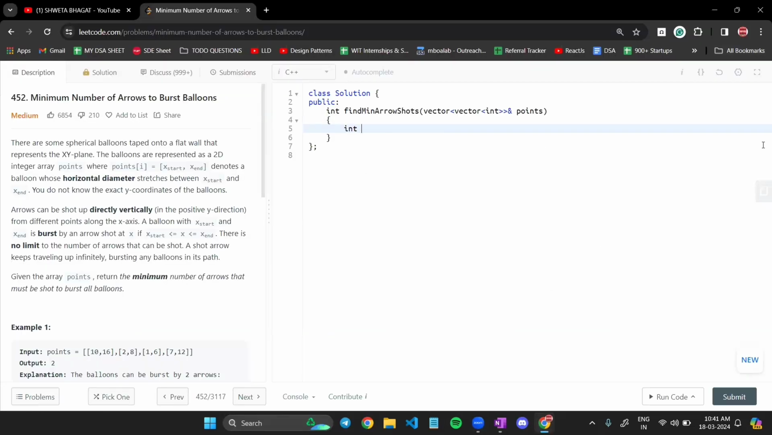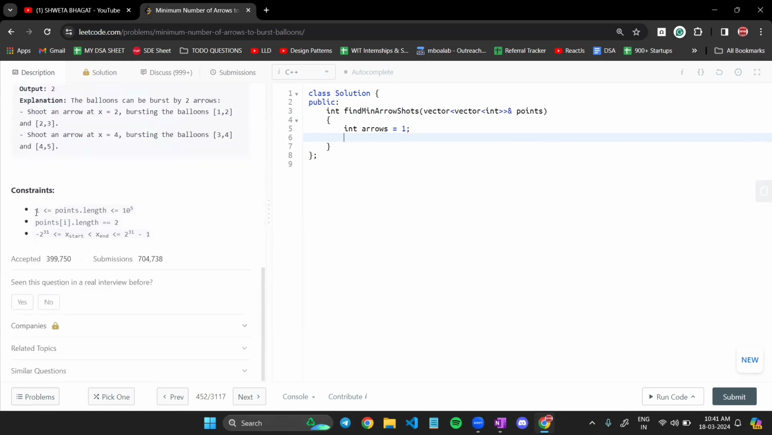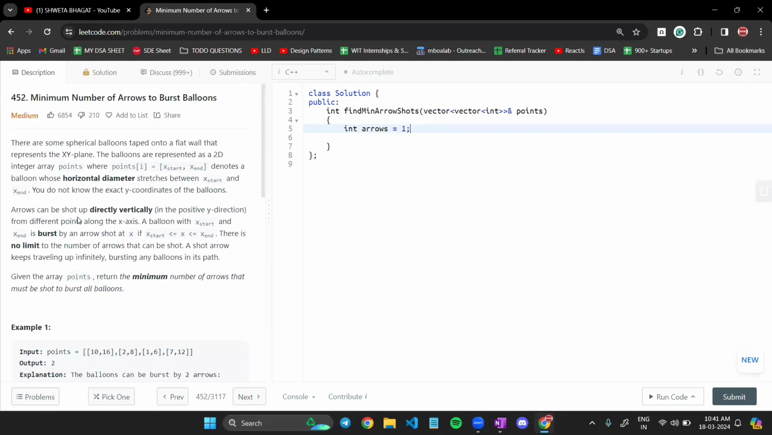Let us first create an integer variable arrows which would be initially 1. Now what does this arrow represent? It represents the minimum number of arrows that we will require in order to burst all the balloons. And why have I taken it as 1? Because in the constraint it's clearly mentioned that we will have at least one balloon, right? So if we have at least one balloon, we will require at least one arrow to burst it, right?